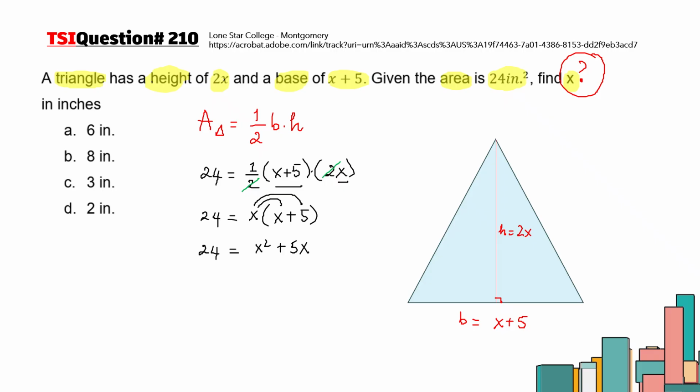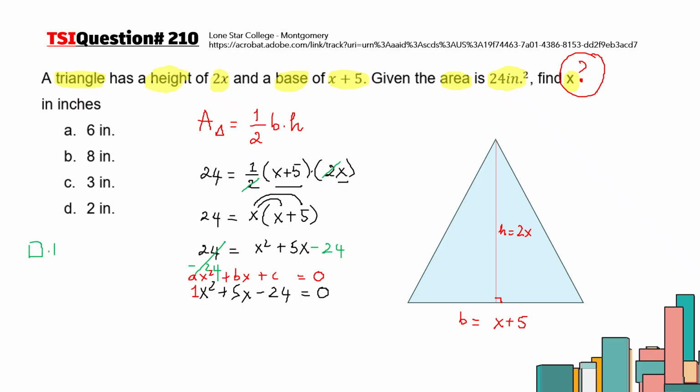So now we will subtract 24 from both sides so that we can have one side be 0. So this becomes x squared plus 5x minus 24 equals 0. And this is the quadratic equation general form, ax squared plus bx plus c equals 0. So our a is 1, b is 5, c is negative 24. We will set up the AC method here.